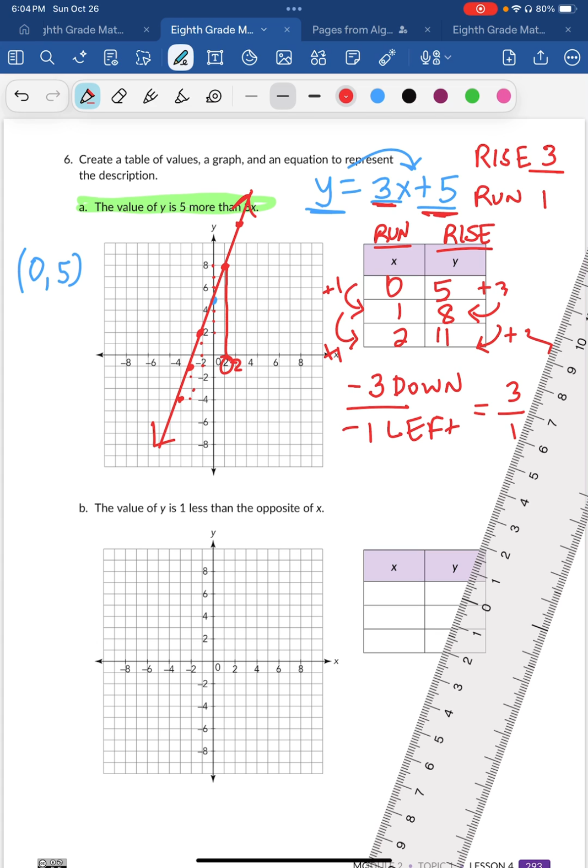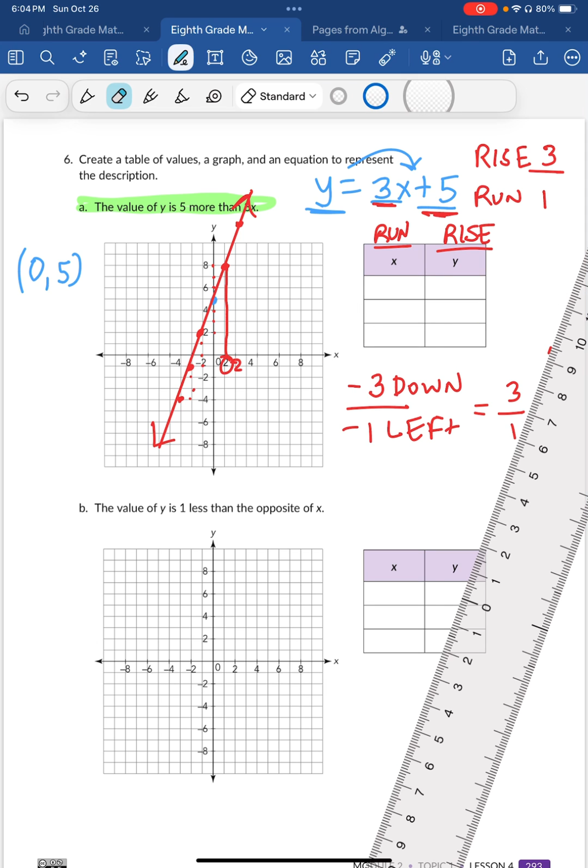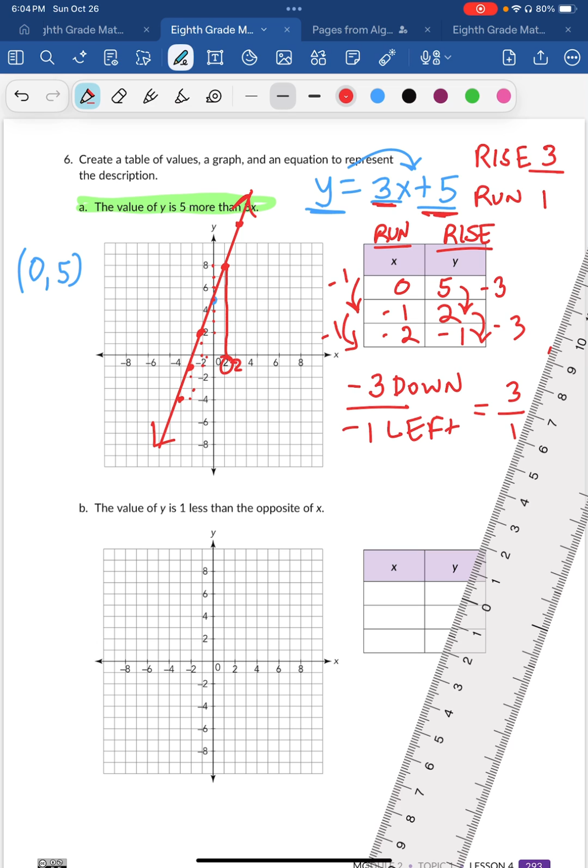So let's just, for fun, go backwards. We're going to have 0, 5, which is right there. Then we would have -1, 2, because if I went backwards, I would subtract 1 and subtract 3. And then if I went backwards, I would subtract 1 and be at -2, and then -1, subtracting 3.